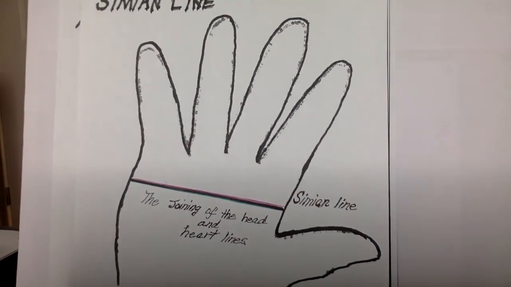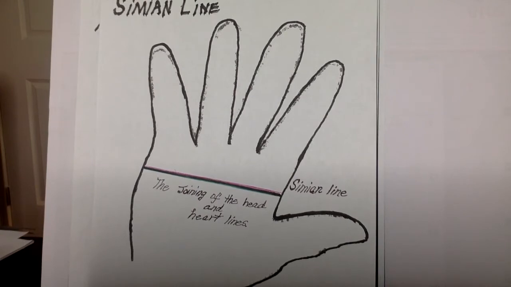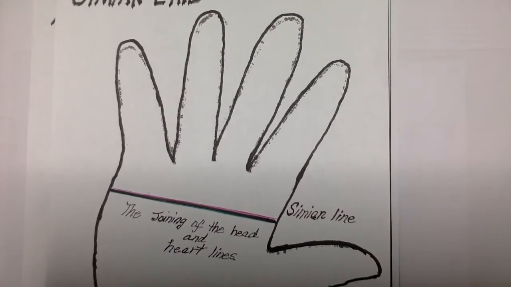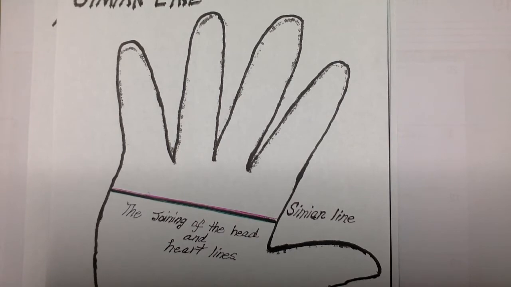this line. Look at what it's called, the simian line. All right, the simian line, notice it says the joining of the head line and the heart line. That is the simian line. Look at your hand. Look at your palms, left as well as right. Do you have a simian line? Okay, let's learn something about the simian line.